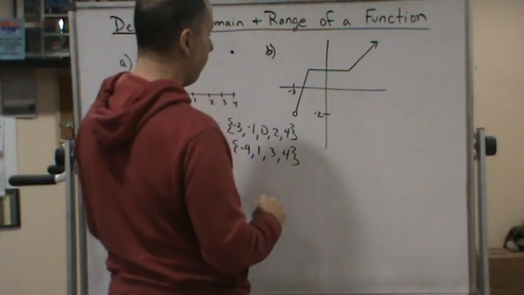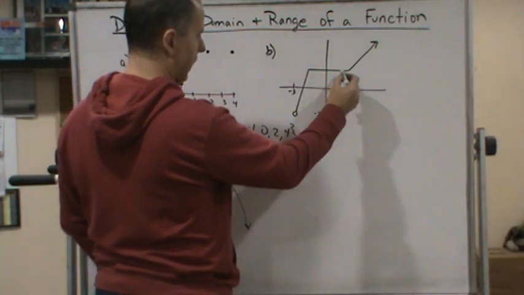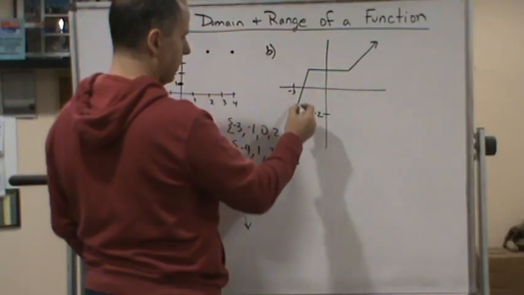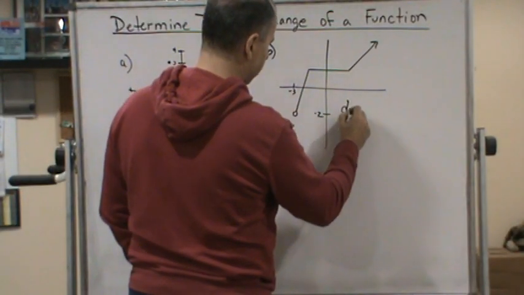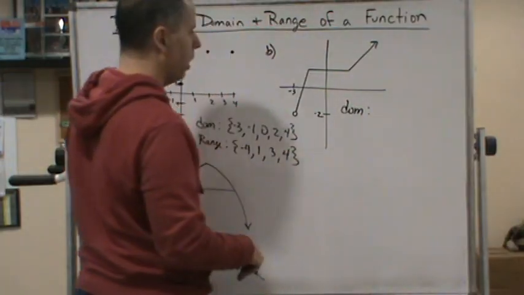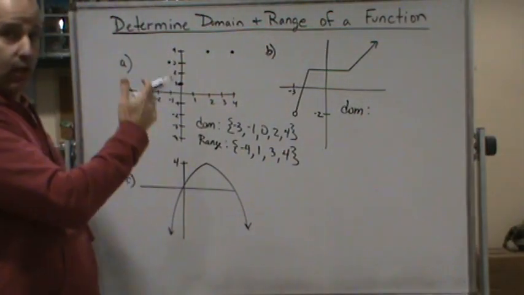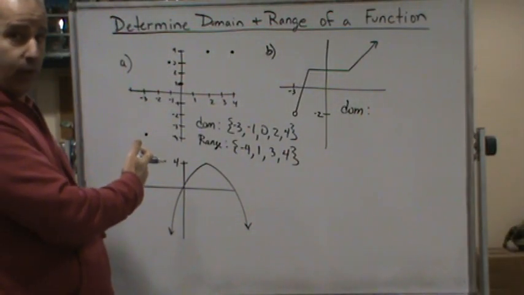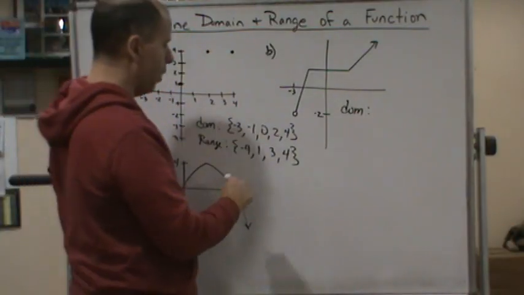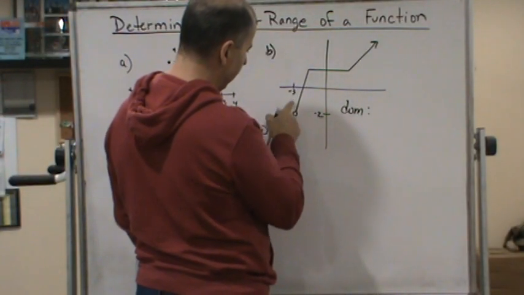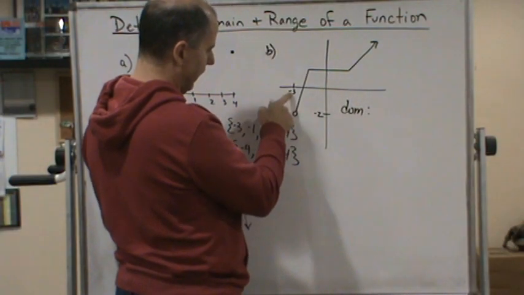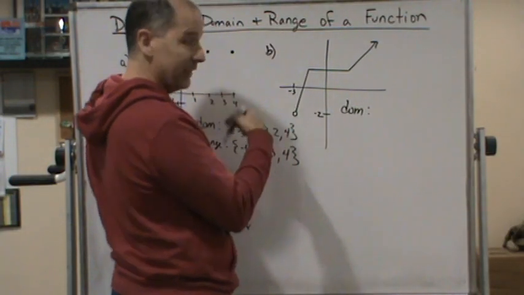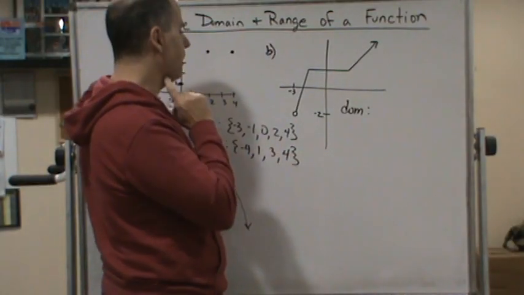Now B, this is a continuous curve here, but let's look at the domain. So what are all of the x values? Where's the lowest x value to the highest x value? Notice that the lowest it will ever be is very, very close to -3. Notice that there's a hole at x equals -3, which means it will never equal -3.